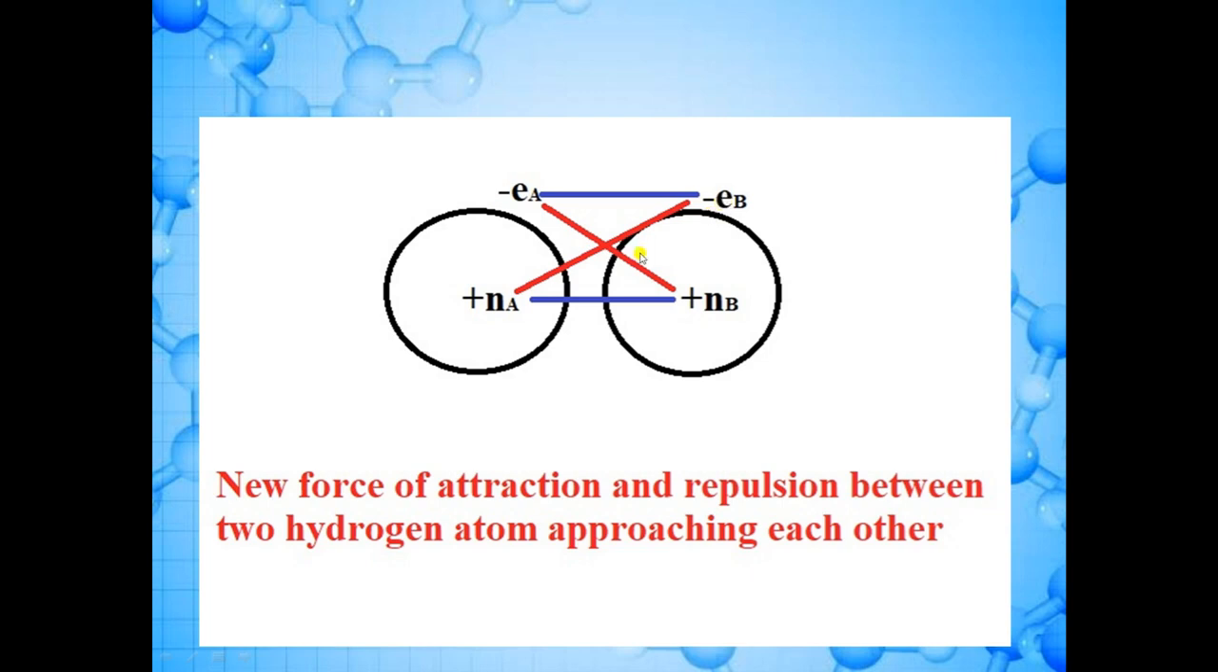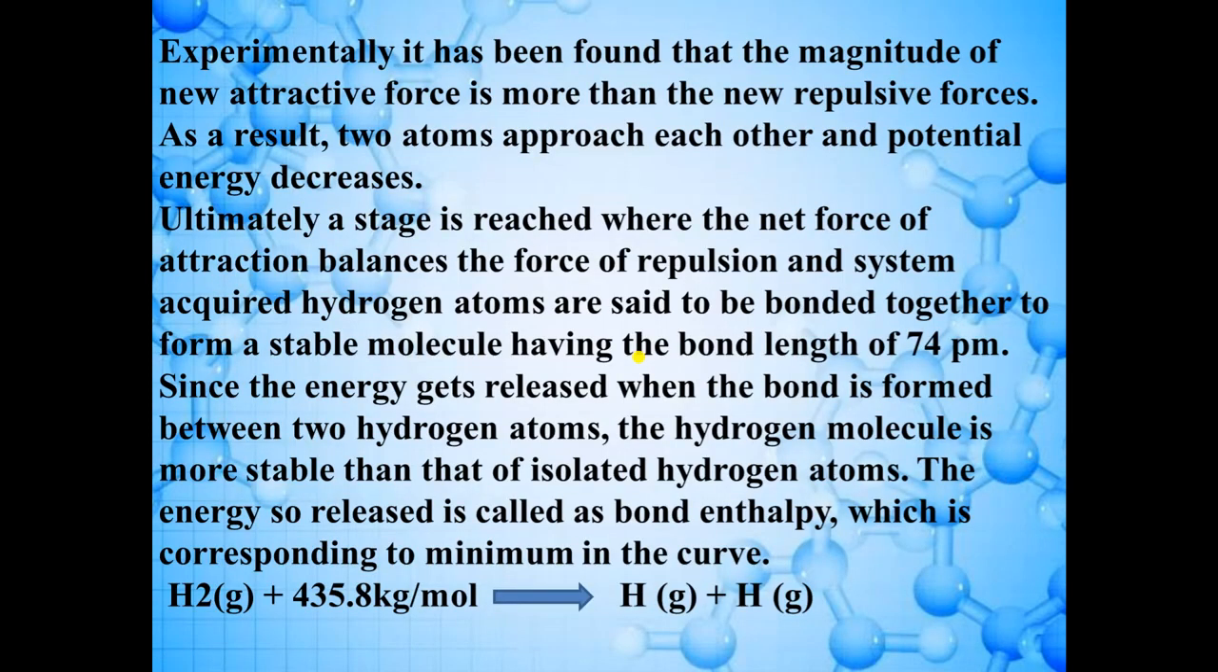Okay. So now you will observe that the force of attraction dominates over the force of repulsion. That is why these two hydrogen atoms combine to form the H2 molecule. Whenever there is a force of attraction between two atoms, then energy decreases. And as energy decreases, there will be stability and there will be formation of a molecule. The hydrogen molecule is more stable than an isolated hydrogen atom.